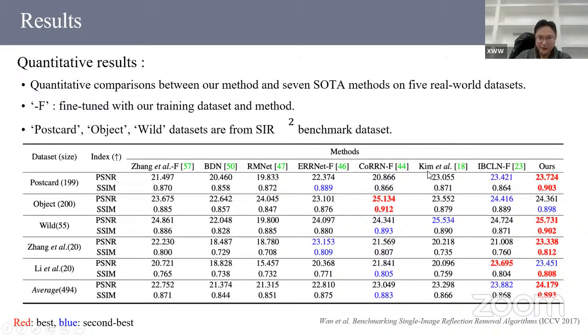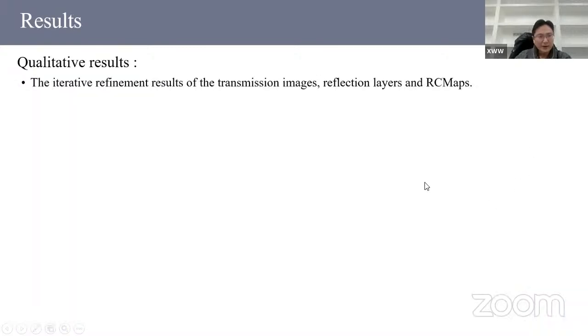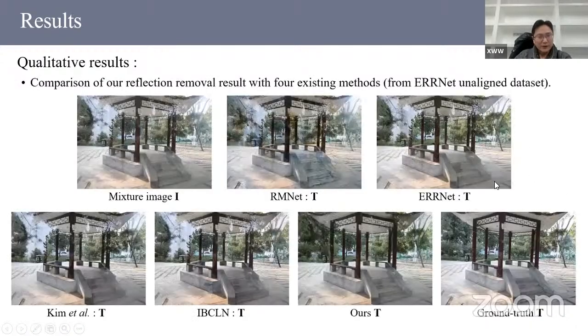We also use the PSNR and the SSIM metrics to measure the quality of the predicted transmission image. Our network can produce very good transmission images. It ranked as number 1 or number 2 in all the tested data sets. Here we show some qualitative results. This is the comparison between our reflection results and 4 existing state-of-the-art deep learning-based reflection removal methods.